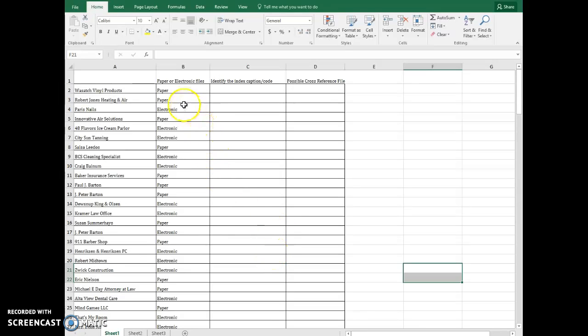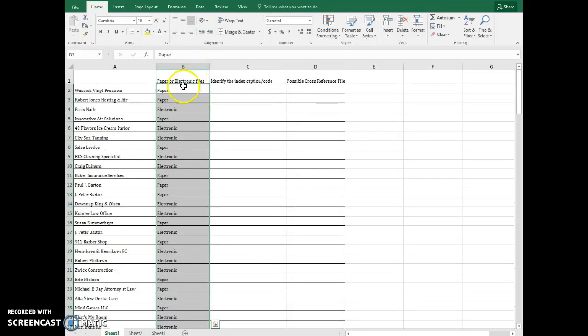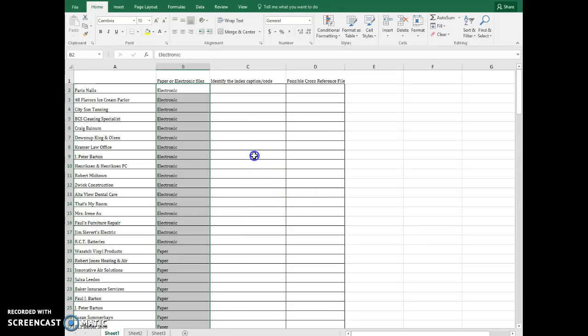First of all, it may be kind of confusing to even know where to begin because you have paper, electronic, and it's all mixed up here. So the best thing to do, I feel, is to highlight just these file lines, not the whole column, just lines 2 through 35. Then you come over here on the right hand side to A-Z sort and filter. Select sort A to Z. Make sure expand the selection is chosen, then click sort. Then what you can see is it puts all the electronic files first, all the paper next, and it's just easier to think about it that way.